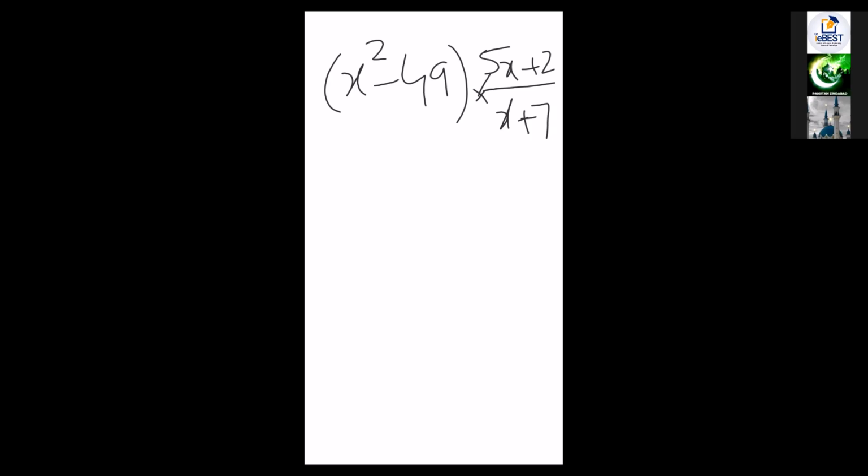Is there a denominator for x squared minus 49? Exactly. If we don't have any denominator, what we're gonna do is make it 1. Exactly, we make it 1. Aisha, you just solve this. I'm just coming in 2 minutes. Okay, I'm just coming.